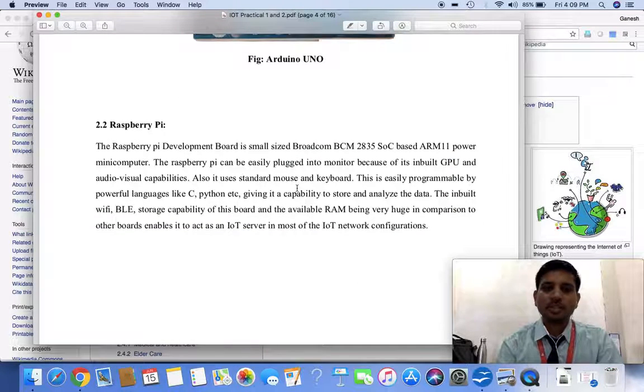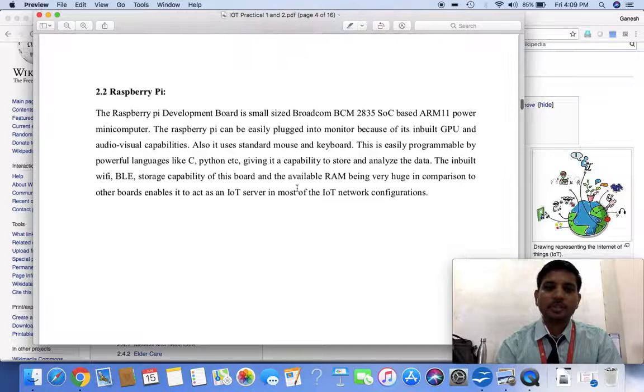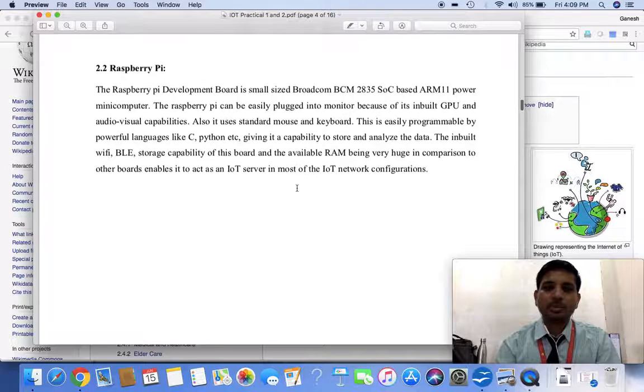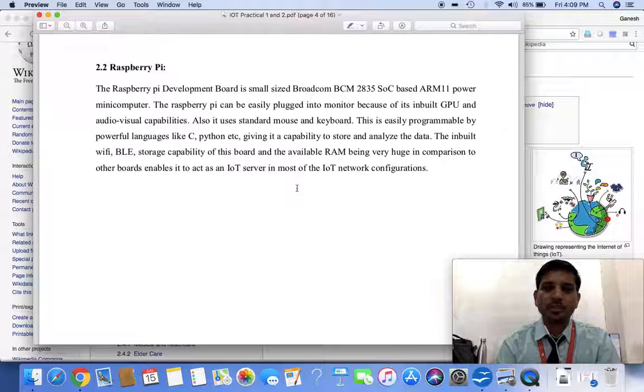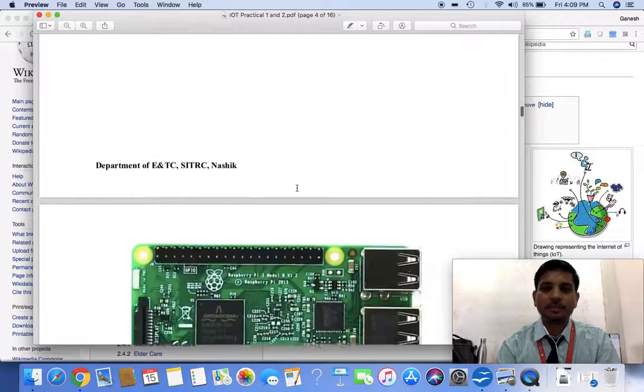So the next board is the Raspberry Pi. The Raspberry Pi board is a small-size Broadcom BCM2835 SoC board, an ARM11-powered mini computer. So it is nothing but a computer. The Raspberry Pi has all the essential things that your computer requires. That is, it has the RAM, the ROM, the CPU, and all the input output devices, like mouse and keyboard and the VGA controller or the HDMI controller.